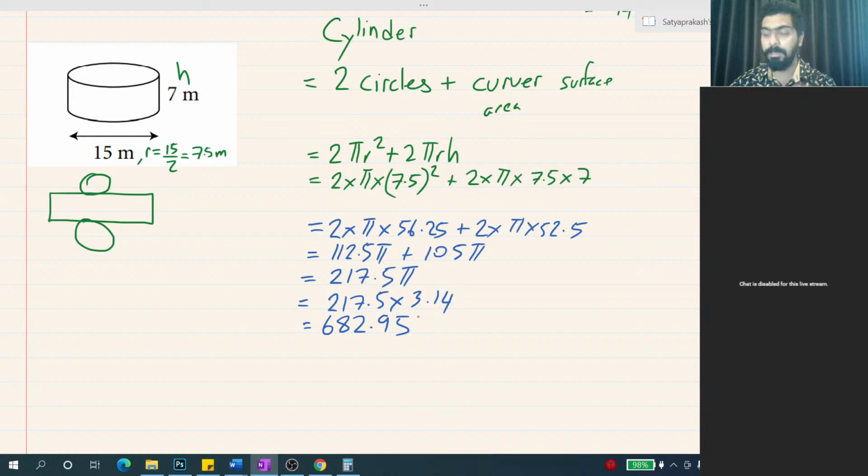682.95. And keep in mind, what would be the unit, guys? The unit would be meter square, right? So when we're talking about area, the unit will always be square unit. So if you're talking about meter, it would be meter square. Good. So we'll be solving 2 more questions today.